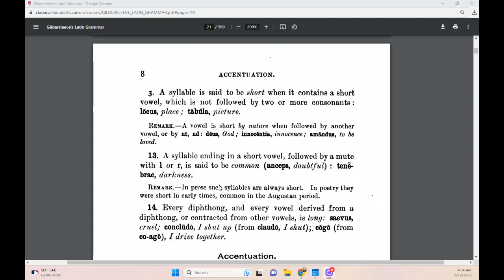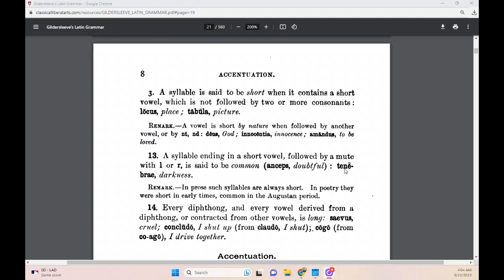So the reason why I was noticing this difference between my understanding of the rule for how to pronounce it and the custom of priests and monks to pronounce it differently, it was when I looked up this rule and found this rule about common syllables that allowed me to understand why the pronunciation of this word is as it is. So a syllable ending in a short vowel followed by a mute with L or R. What in the world does that mean? Well, look at this word.